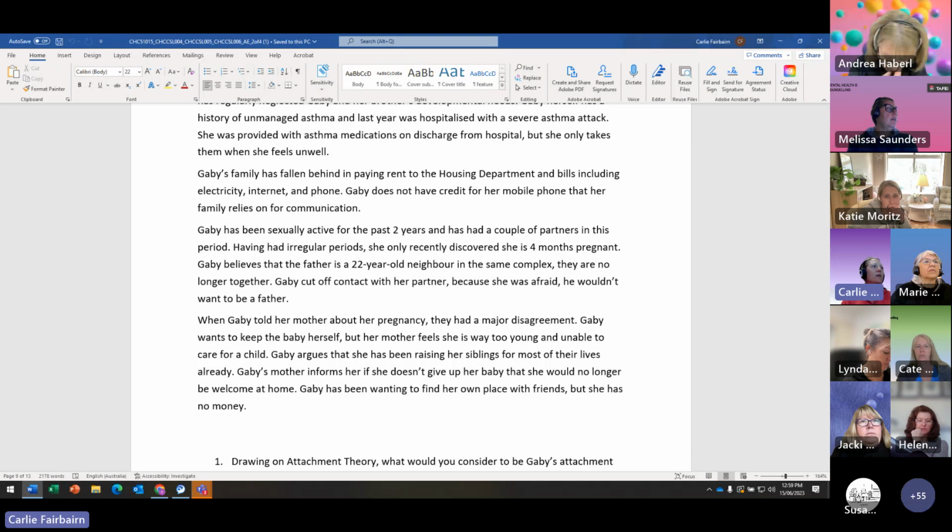Gabby's been sexually active for the past 2 years and has had a couple of partners in this period. Having had irregular periods, she only recently discovered she is 4 months pregnant. Gabby believes that the father is a 22-year-old neighbour in the same complex. They are no longer together.